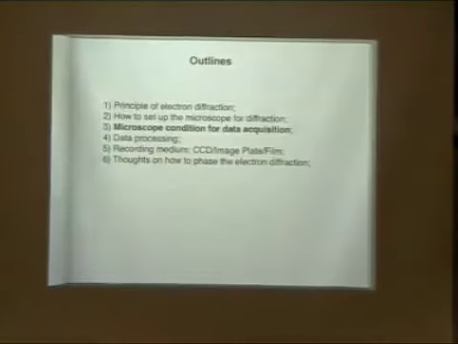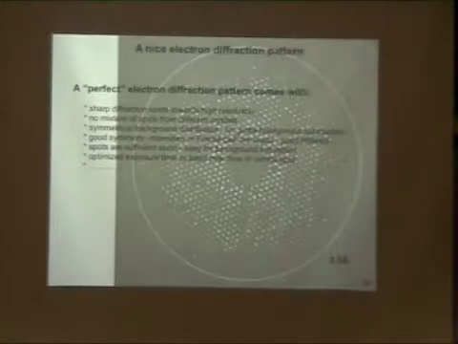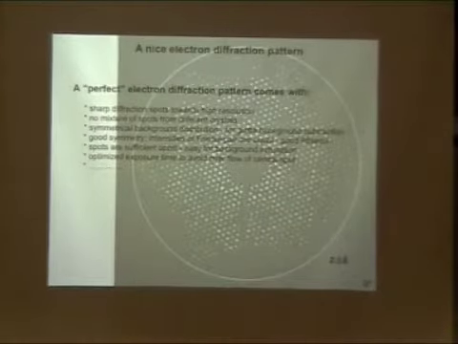And now the next thing we want to talk about is what to think about when you sit in front of a microscope. How do you want to set everything up to record a good electron diffraction pattern? So what is a good electron diffraction pattern? A perfect one I wouldn't be able to call, but a very good one should come with very sharp diffraction spots, right, towards the high resolution. You don't want spots very smeared. You want them very sharp.